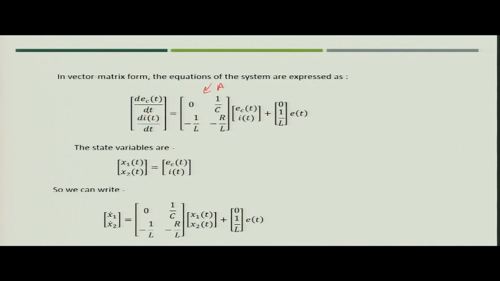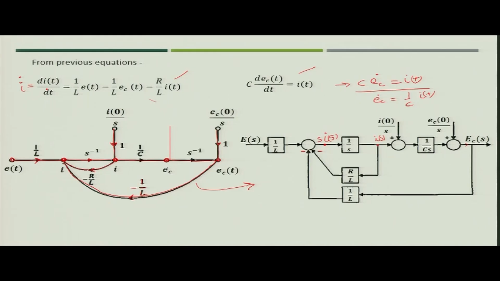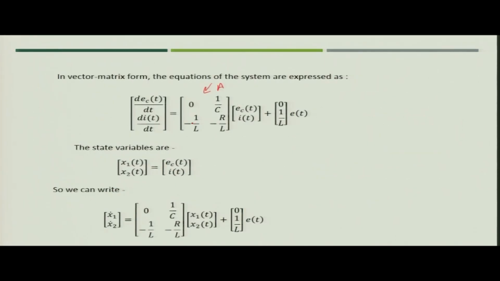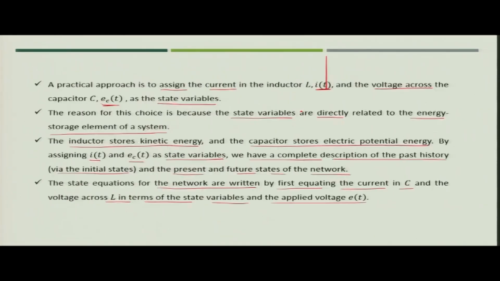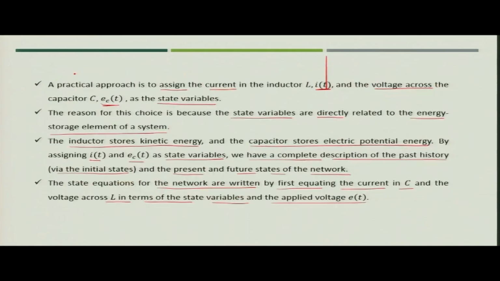For the second equation, that is the value of di by dt, we can write: for E c it is minus 1 by L, and for I it is minus R by L. So, we can compile it. Against E c we write minus 1 by L, and against i(t) we write minus R by L. In this way we get the matrix A. Then for the B matrix, you get 0 as the first element, and then the next one is 1 by L, because in the second equation the forcing function is present. That is the input.